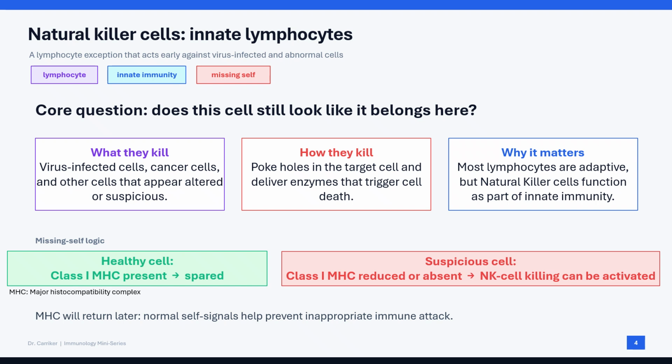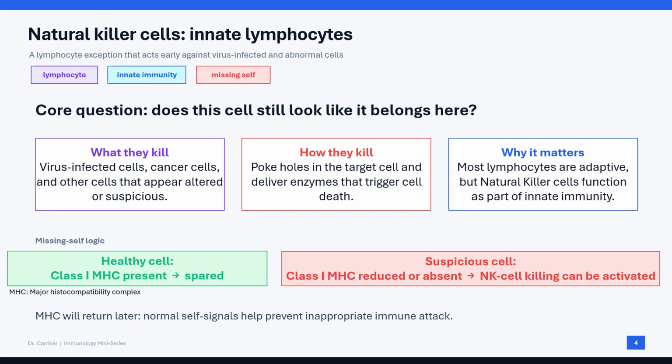The concept that tends to confuse many is that natural killer cells are activated when a cell fails to present normal self-antigen, and especially class 1 MHC, which is major histocompatibility complex.